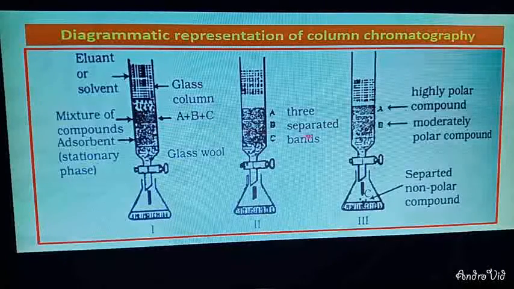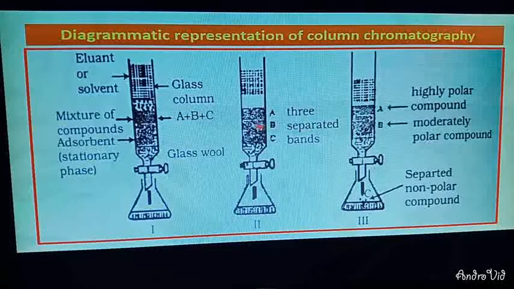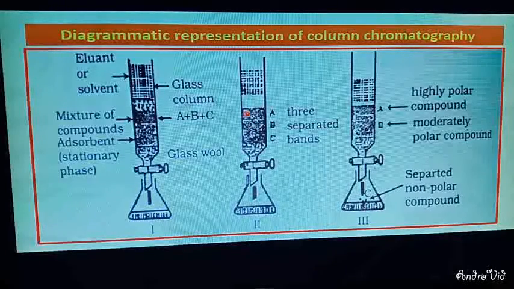Let's say there will be three separated bands, A, B, C. The position of A will be on the top of the column, B in the middle position, and C in the lower position. Why? We know very well that as the stationary phase we have used a polar adsorbent. Okay, so A is highly polar. As A is highly polar, it must have greater interaction with the solid adsorbent stationary phase, and that's why A is on the top position, B in the middle position.